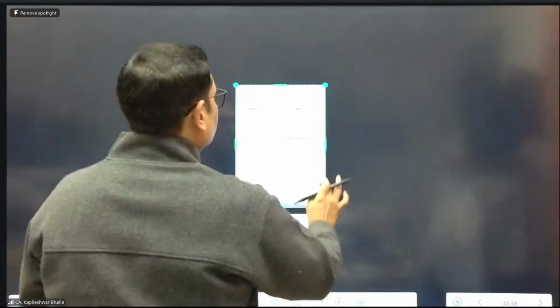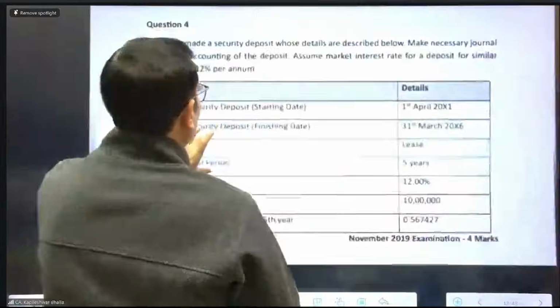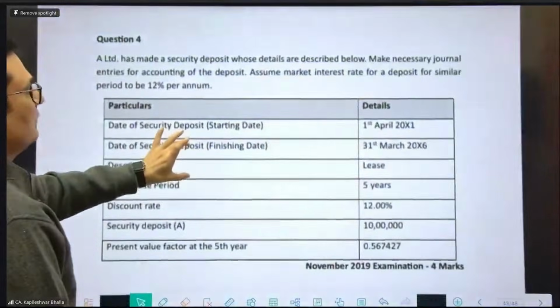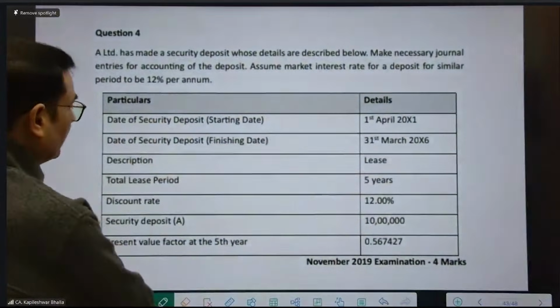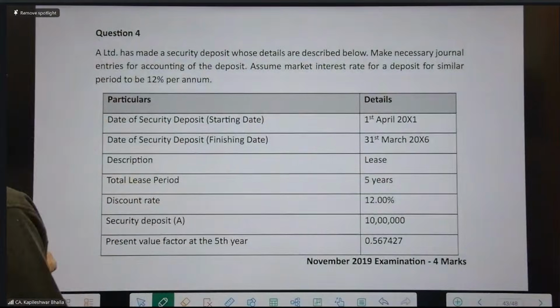This is another question which came in the November 2019 examination, 4 marks. We'll be solving these questions also very soon. I'm just first making a walkthrough on the 3-step inputs.